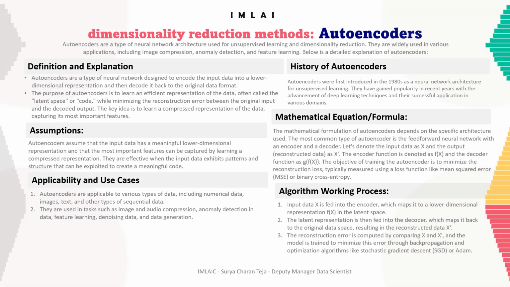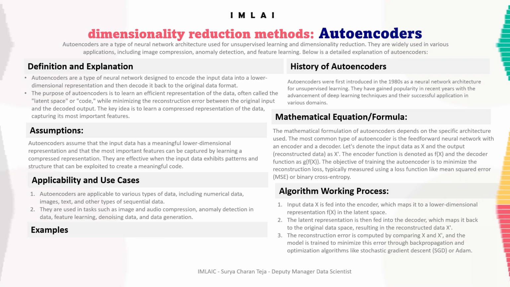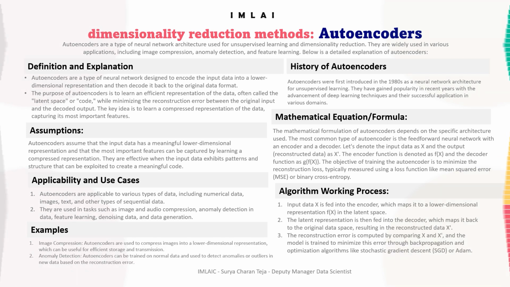So this is what autoencoders are about. Now let's see some of the activities that can be done through autoencoders. Image compression: autoencoders are used to compress images into a lower dimensional representation, which can be useful for efficient storage and transmission. Then anomaly detection: autoencoders can be trained on normal data and used to detect anomalies or outliers in new data based on the reconstruction error. And feature learning: autoencoders can be used to learn meaningful representations of data that can be used as features for a downstream task like classification.